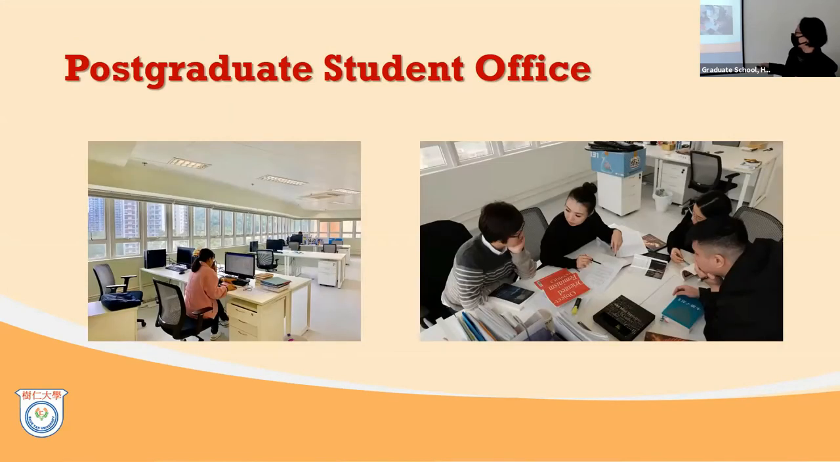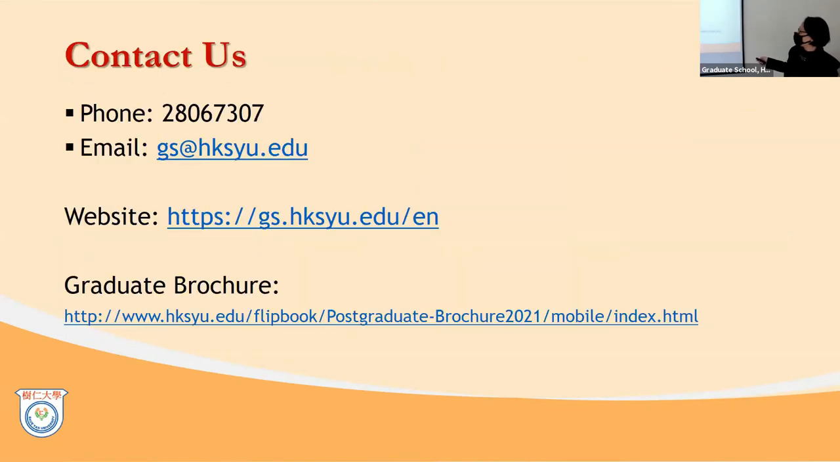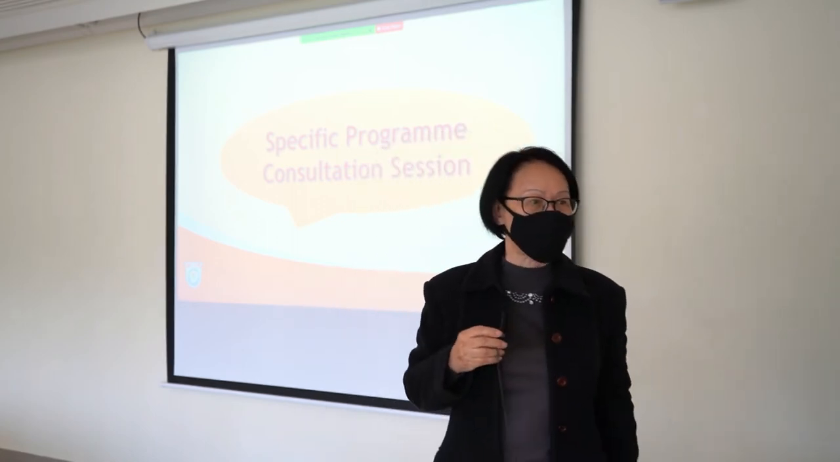Not to mention the postgraduate dorm. It's a single room, with all the facilities, facing the harbor. If you go outside and rent a room like this, it's probably about $8,000. So it's a very spacious room. If you need to contact us, if you're still not clear, there's email and the website, and there's a very beautiful, elegant graduate brochure online. It's a flip book, so it's very easy to read, and it summarizes most of the important things and the names of the potential supervisors.